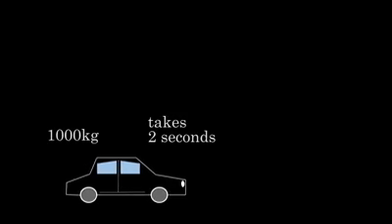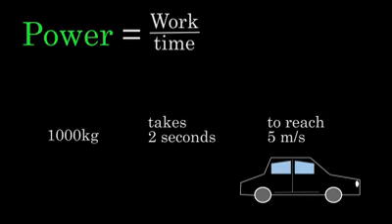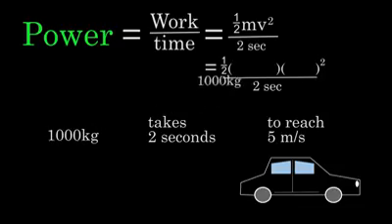Let's say a 1,000 kilogram car starts from rest and takes 2 seconds to reach a speed of 5 meters per second. We can find the power output by the engine by taking the work done on the car divided by the time it took to do that work. To find the work done on the car, we just need to figure out how much energy was given to the car. In this case, the car was given kinetic energy and it took 2 seconds to give it that kinetic energy. If we plug in the values for the mass and the speed, we find that the engine had a power output of 6,250 watts.